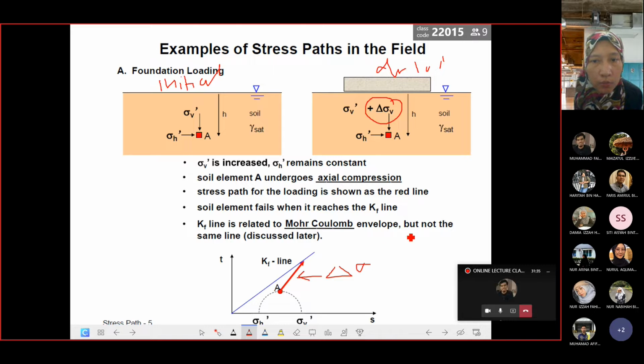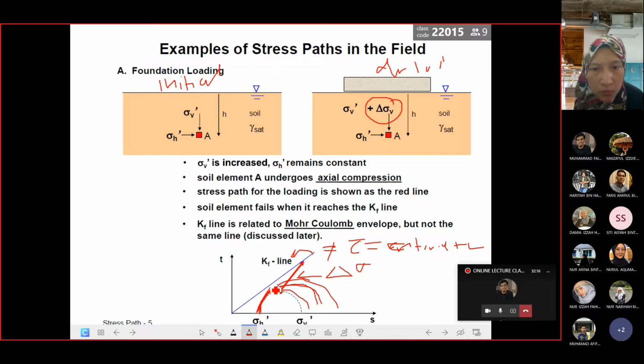KF line is related to Mohr-Coulomb envelope but not the same line. So KF line ni dia bukan failure envelope, this one kita panggil sebagai KF line. So KF line is not similar dengan failure envelope yang kita dapat daripada formula tau sama dengan C sigma N tangent phi plus C. So KF ni you akan dapat bila you ada few samples ataupun few stress conditions yang mana dia increase. Dalam kes ni kita assume sigma H kita adalah constant. So bila dia constant, maknanya yang bertambah tu adalah effective vertical stress.